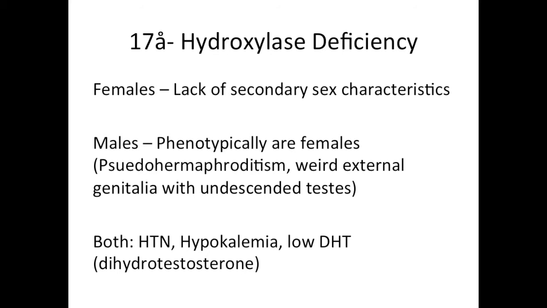And in both men and women, you'll have hypertension, right? Because you're basically going to have a whole bunch of aldosterone. And what's aldosterone going to do? Aldosterone's going to bring sodium in and potassium out. Focus on those words: sodium in, potassium out. Aldosterone, sodium in, potassium out, right? So you're also going to have your low DHT because you can't really make your testosterone. And you'll see that in a second.